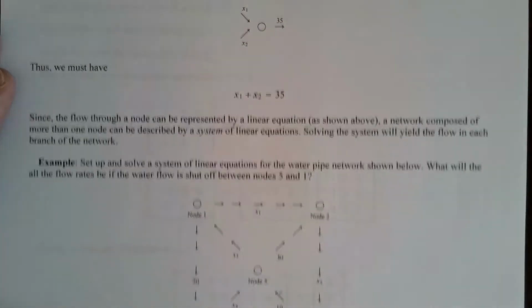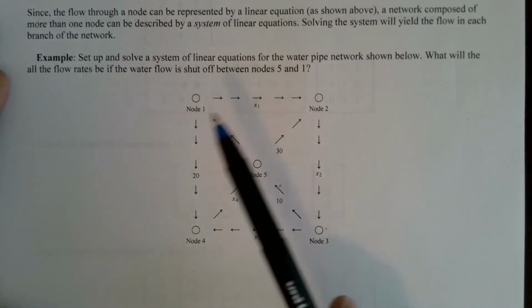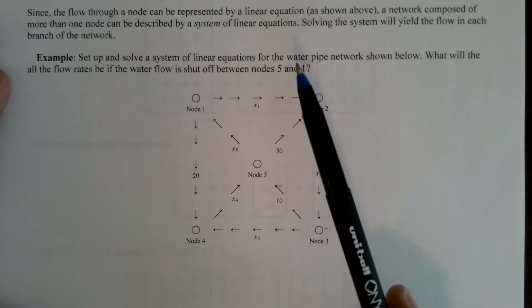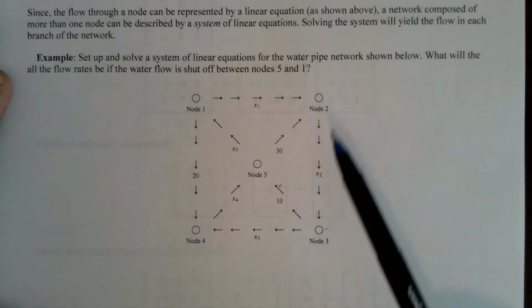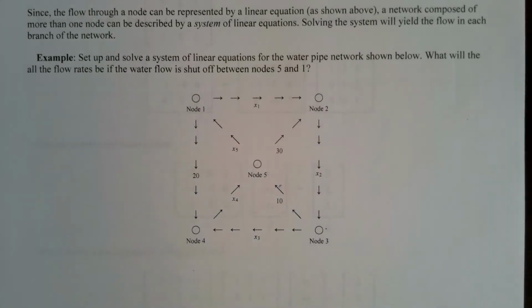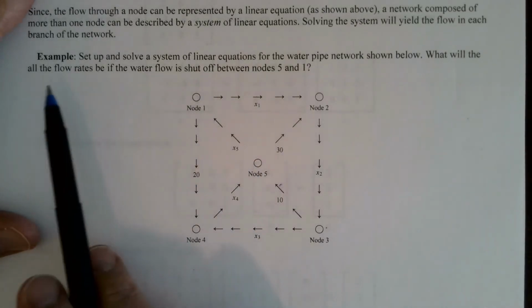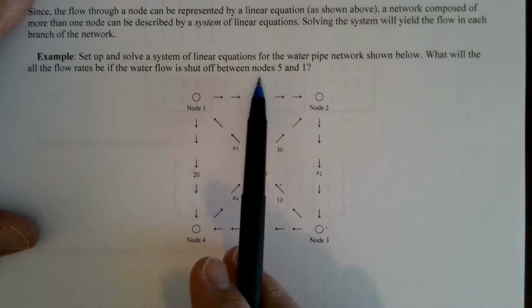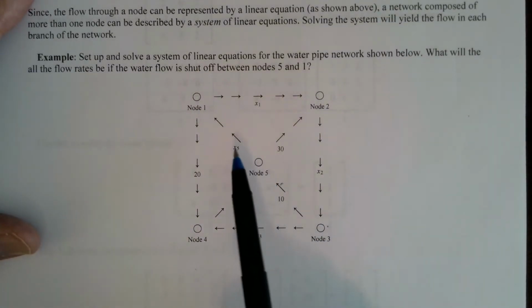So here's an example. We're going to set up and solve this network, and this is a network of water pipe. So we have water flowing through these pipes where the arrows are going, and the circles are the nodes where the pipes intersect. Just a simple little example here. The question in this case: what will all the flow rates be if the water is shut off between nodes 5 and 1? We'll answer that after we do the analysis and come up with everything.